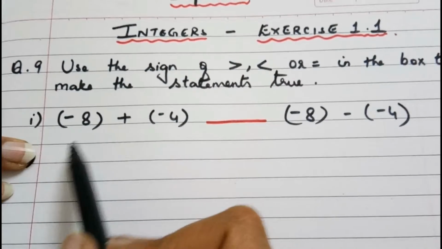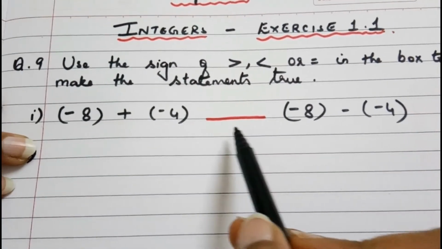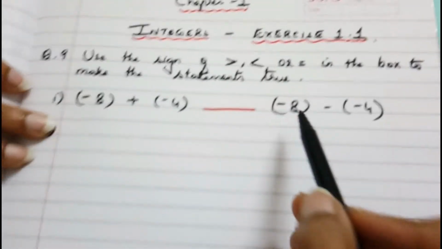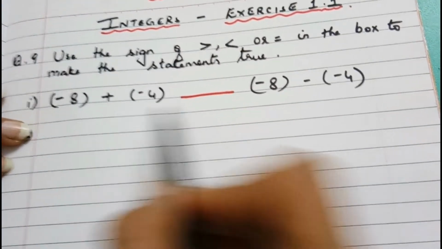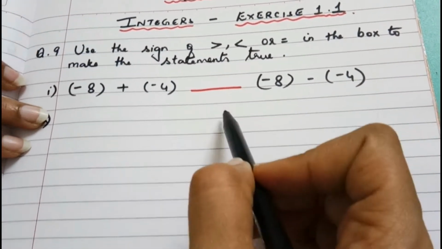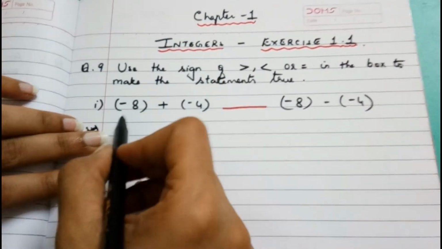The question says -8 plus -4, dash. Here you have to fill in whether it is less than or greater than -8 minus -4. First we need to calculate the answer we are getting here, and then we can decide whether this one is greater or this one is greater. So first let's calculate this part.